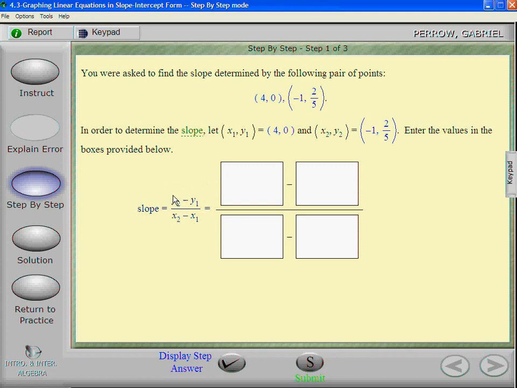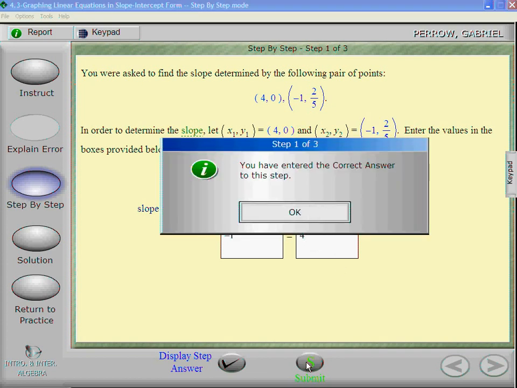So this is the change in y, the subtraction of the y values, over the change in x, or the subtraction of the x values. So basically on paper what you're going to be wanting to do is say 2/5 take away 0 divided by negative 1 minus 4. I click submit. It says I've entered that step correctly.